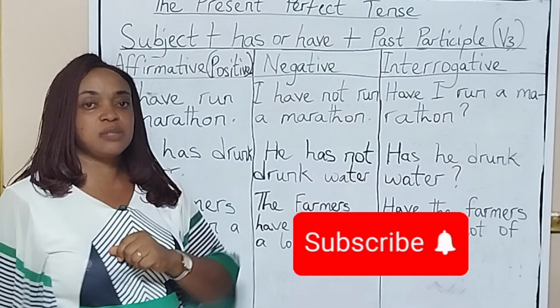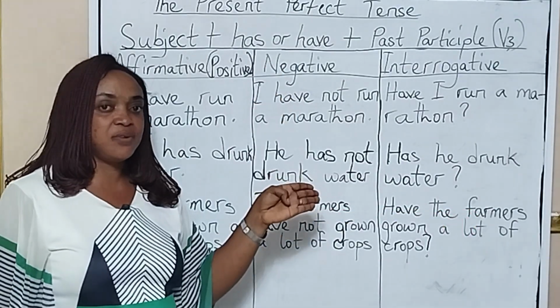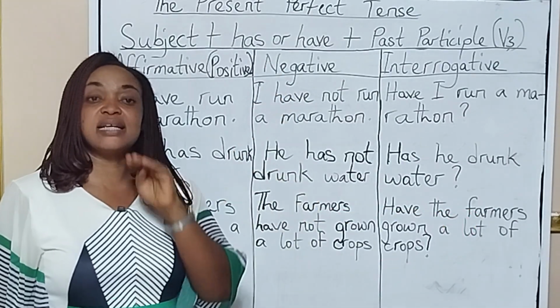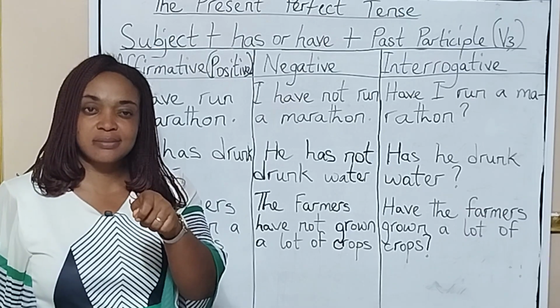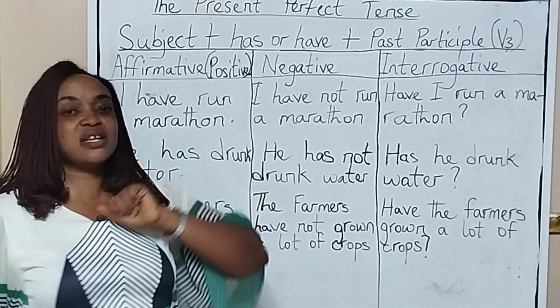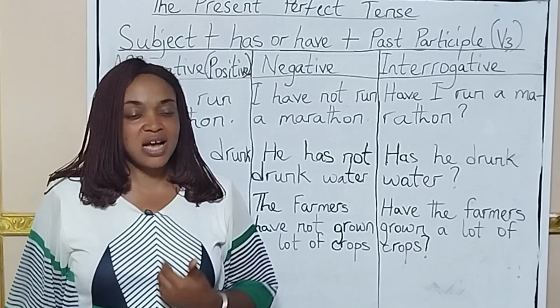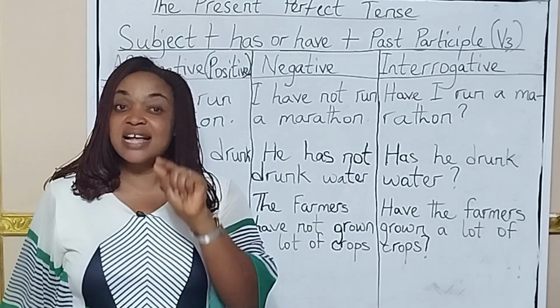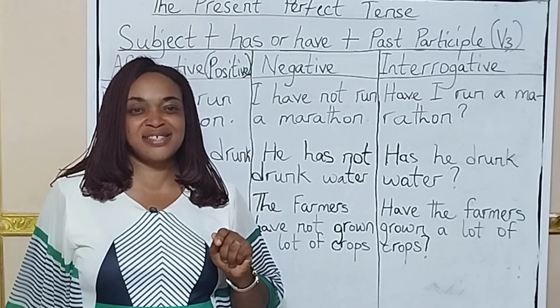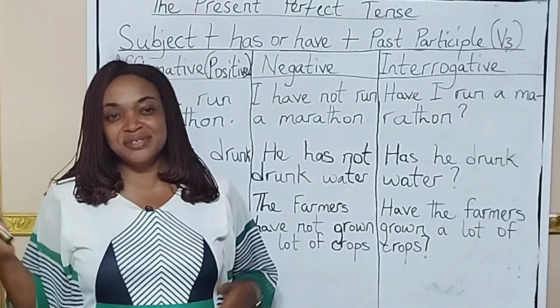The next way we can express ourselves is in the negative. A negative statement is a statement that has not. The next way you can express yourself is through interrogation. An interrogative sentence is a sentence that asks a question. So let's see how we can do this.